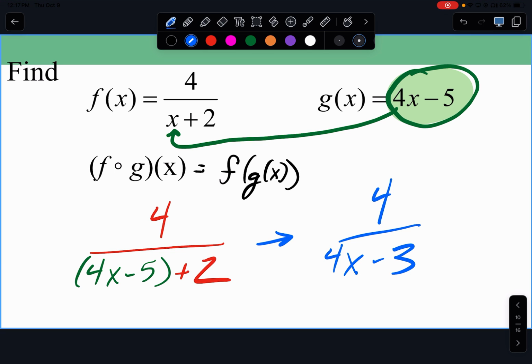So that's our final composed function. Now we have to talk about domain. Domain, remember, is what can our input be? What can x be? We cannot use an x value that is going to result in a negative number inside a radical or a 0 on the bottom of a fraction. You can't have those.